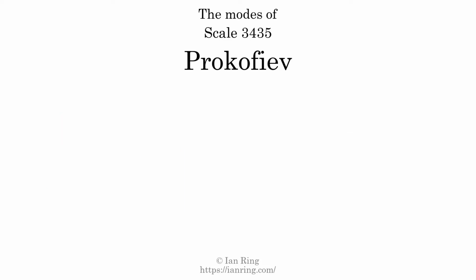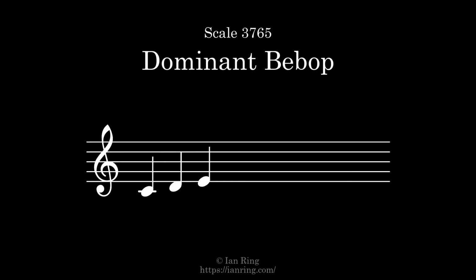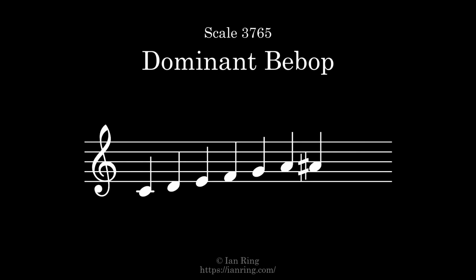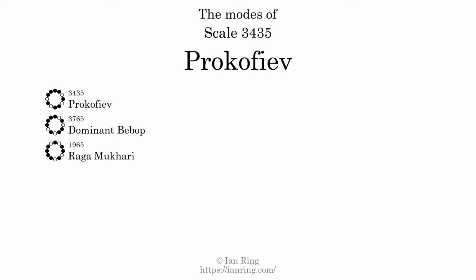This scale has 8 modes. The first mode is itself. The second mode is scale 3765, also known as dominant bebop. It sounds like this. The third mode is scale 1965, also known as raga makari. It sounds like this.